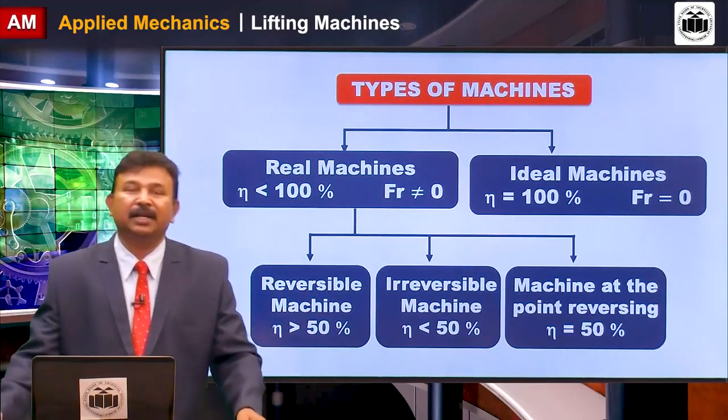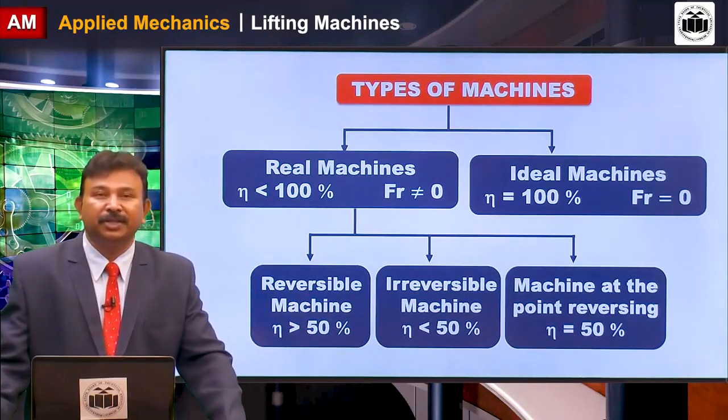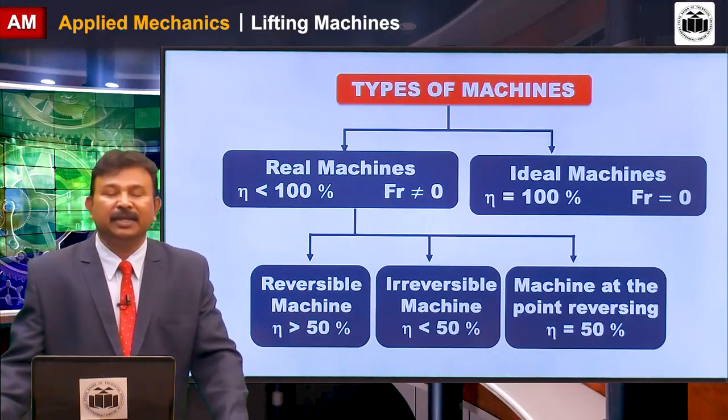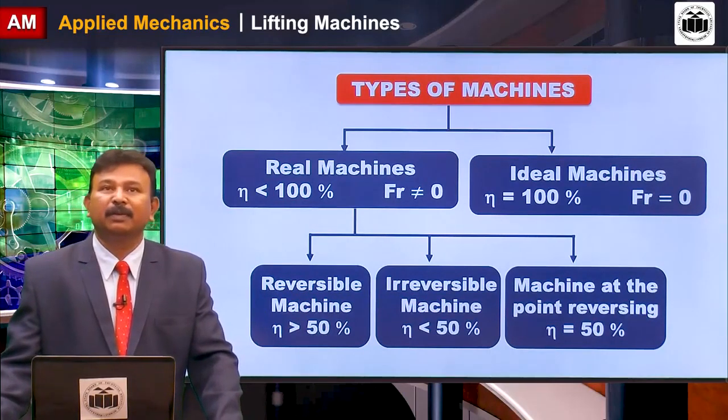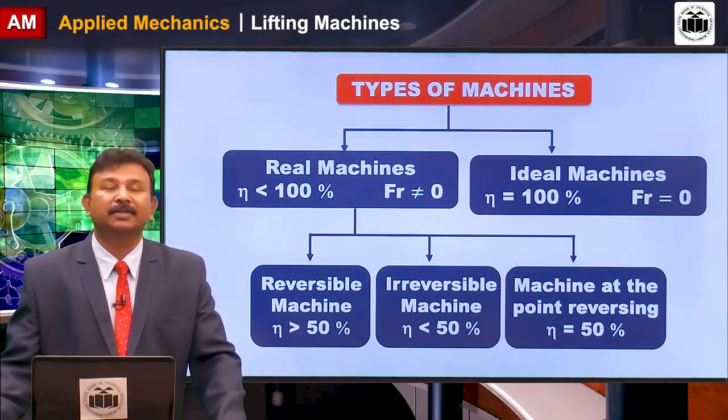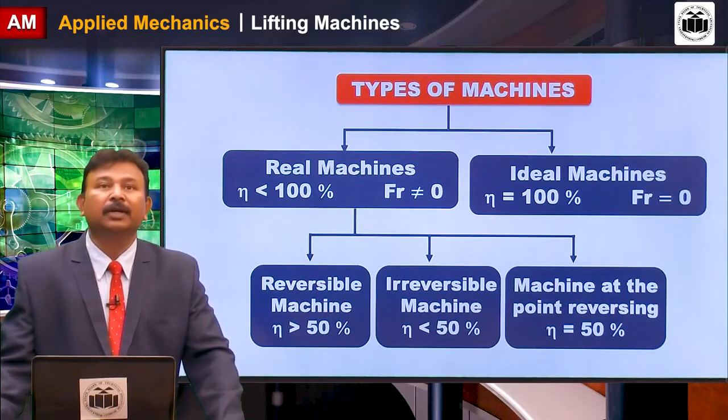The classification criteria is very simple. If efficiency is more than 50%, it is a reversible machine. If it is less than 50%, it is an irreversible machine. If it is equal to 50%, it is called a machine at the point of reversing.